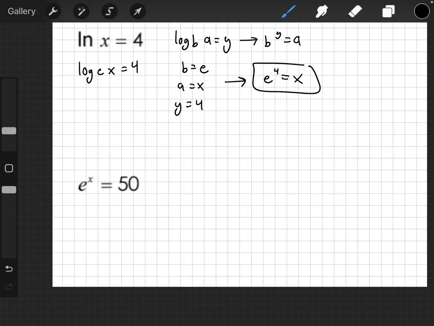So we have b to the power of y equals a. So b equals e, y equals x, and a equals 50. Written as a log, we have log base e, which is equal to a natural log. So we have the natural log of a, which is 50, is equal to x.